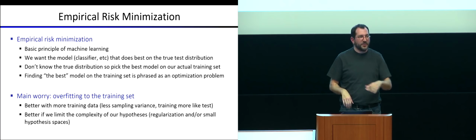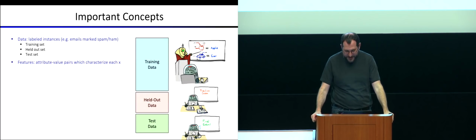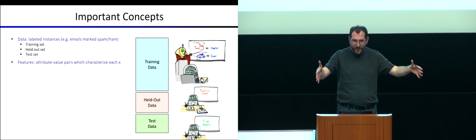Okay, let's see some important concepts, and then let's estimate some parameters. So one important concept is data. These are labeled instances, like emails that are marked spam or ham. In general, when somebody gives you a big vat of data, you're going to split it into pieces. You take one piece and you say, this is my training set. Right? Someday it'll all be your training set if you want it to be.